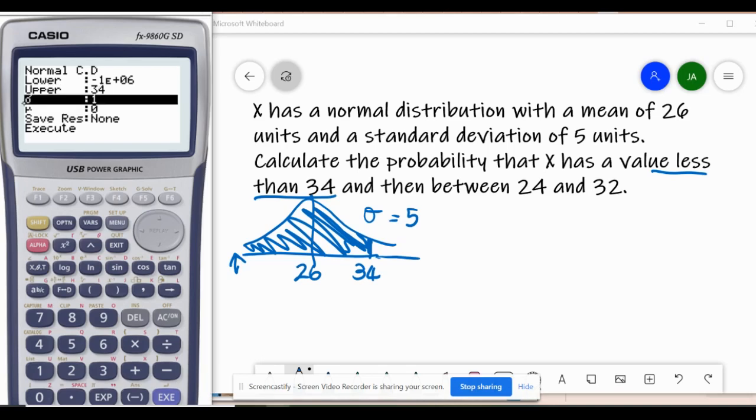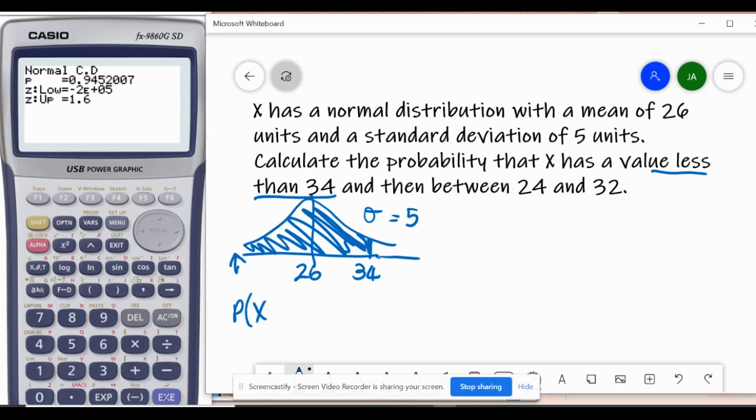Now, our next line here is our sigma, and that's our 5. So we put 5 and just press Enter. And then our mean, that's the mu, with the funny U, is 26. Okay, press Enter again, and it gives you your probability. So the probability that x is less than 34 is going to be 0.9452, and that's how you do that with the calculator.